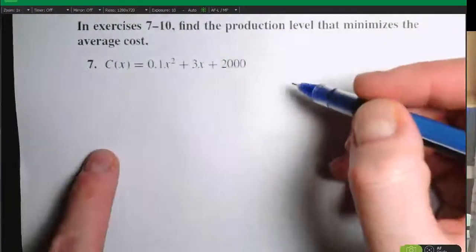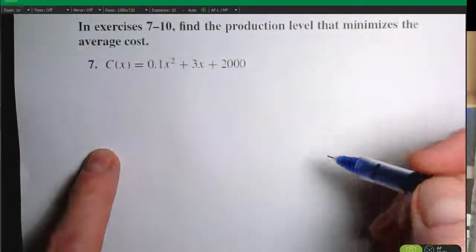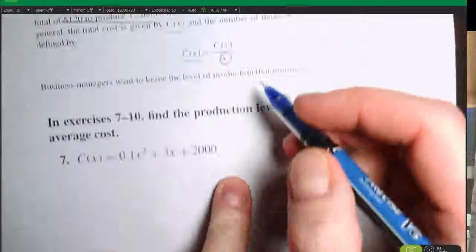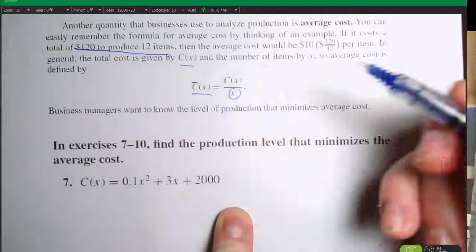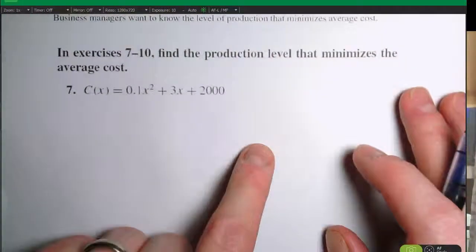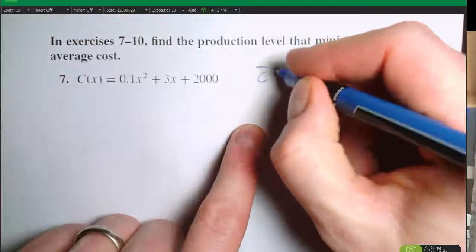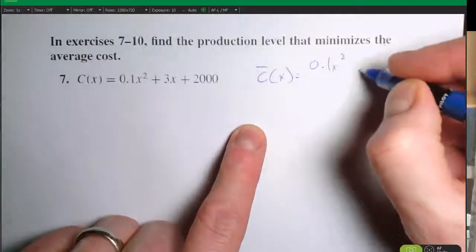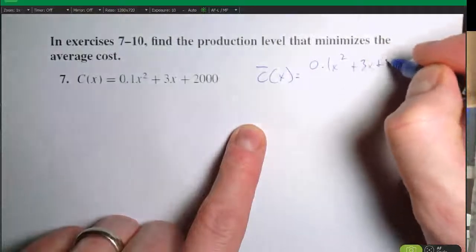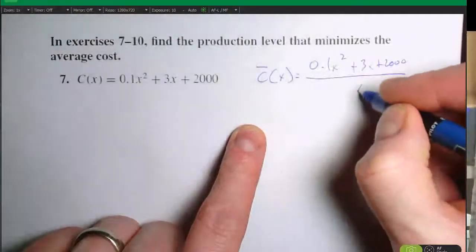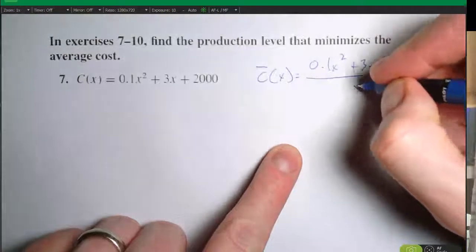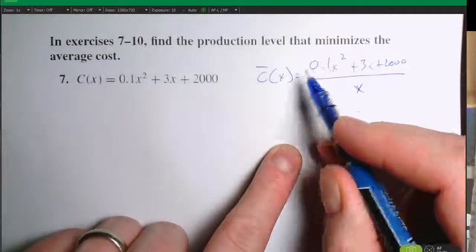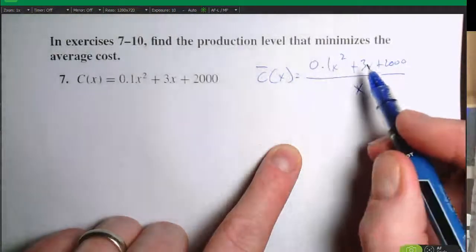We've got a polynomial function. This is C of x. What I want to create first is the average, and those of you that are in prob know C bar, which means the mean or the average. So C bar of x is the cost function, the total cost function, divided by the number of items, because again, that's what x represents. X is the number of items you're going to make, and then C of x is the cost to make all those items.